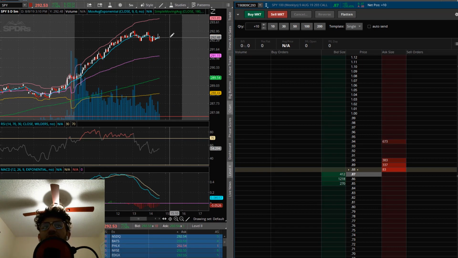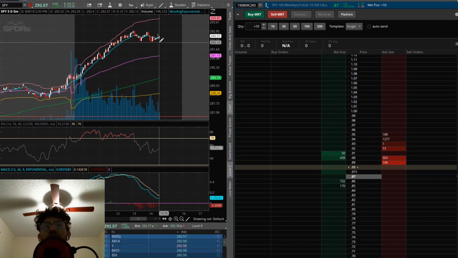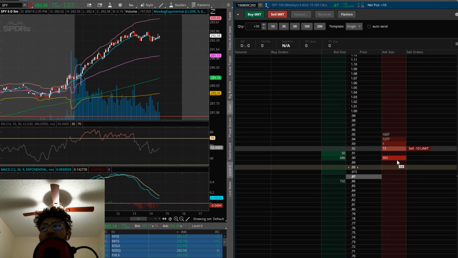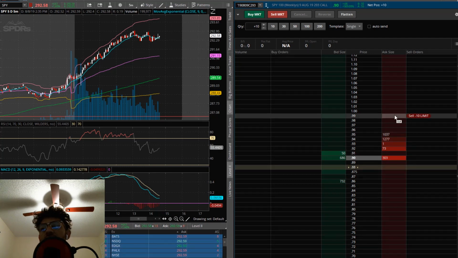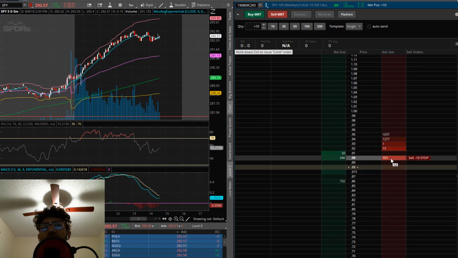So again, like I said, I'm in and out because the theta will burn your position. If this was to continue going up, you would just set your limit order on your active trader to get out. So now we're up $5. And let's say I want to get out here, I just simply click, get out here.